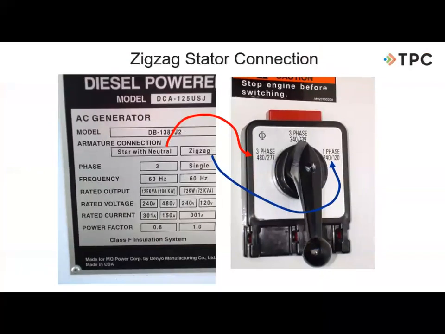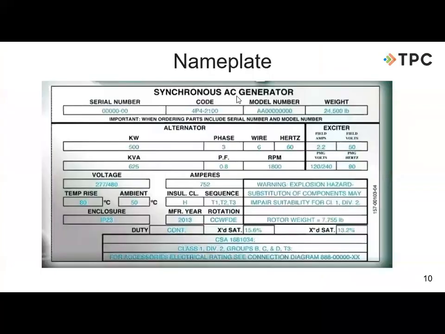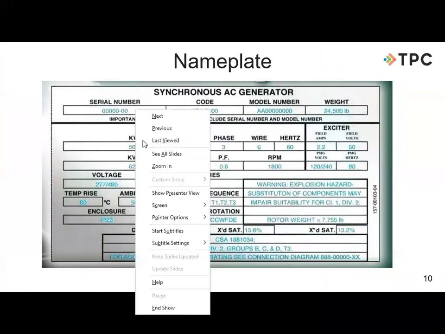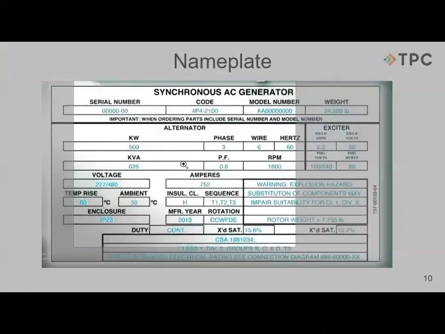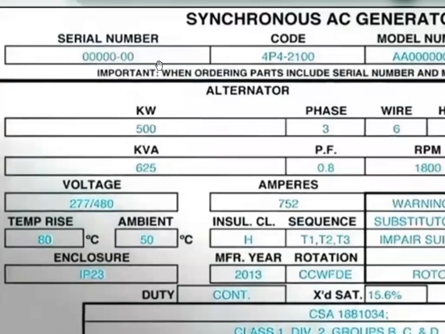Let's now take a look at this big baby here that we really want to take a look at real close. This is going to pretty much have all of our information on it, and I'm going to start at the top. All of our generators, of course, are going to have a serial number and a unique number from the manufacturer. And then the code. This is a 4-pole generator, and the 2100 is a manufacturing code.